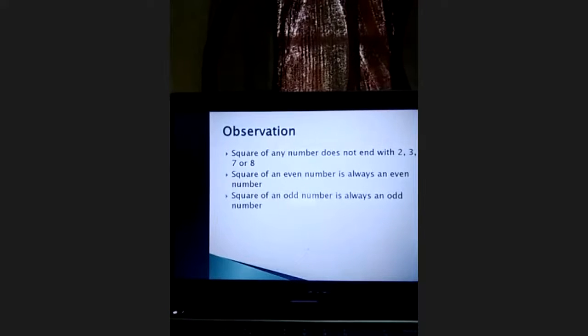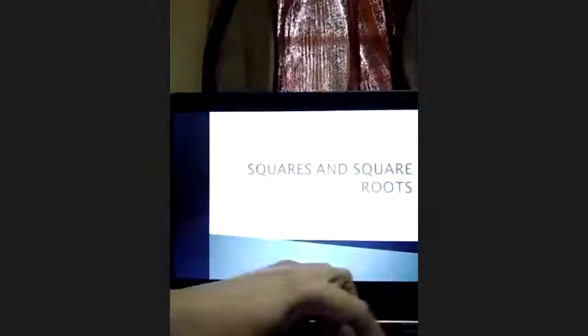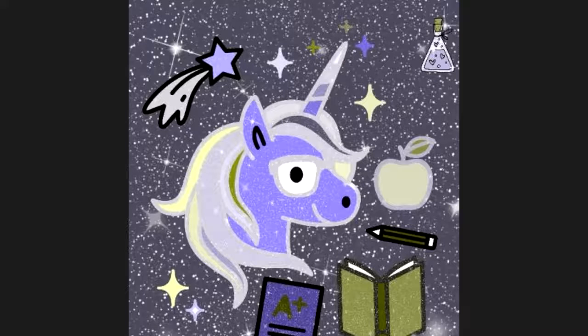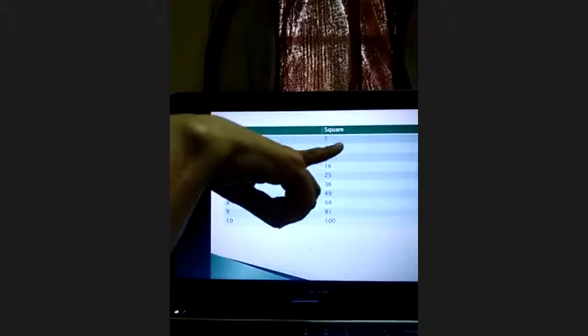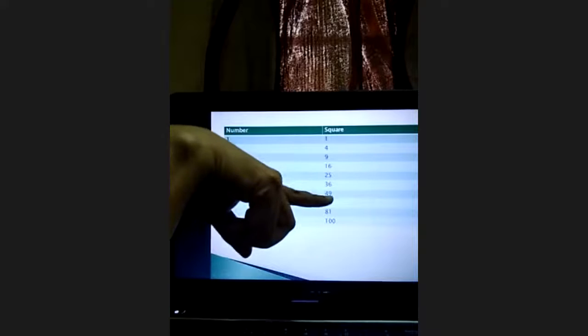Let us move to the first slide. Just give me 1 minute. Yes. See, in the second column, no square is ending with 2, 3, 7 and 8. No square number is ending with 2. Look, 2 does not come anywhere. It is ending either with 1, 4, 9, 6, 5. 1, 4, 9, 6. Have you observed a pattern?